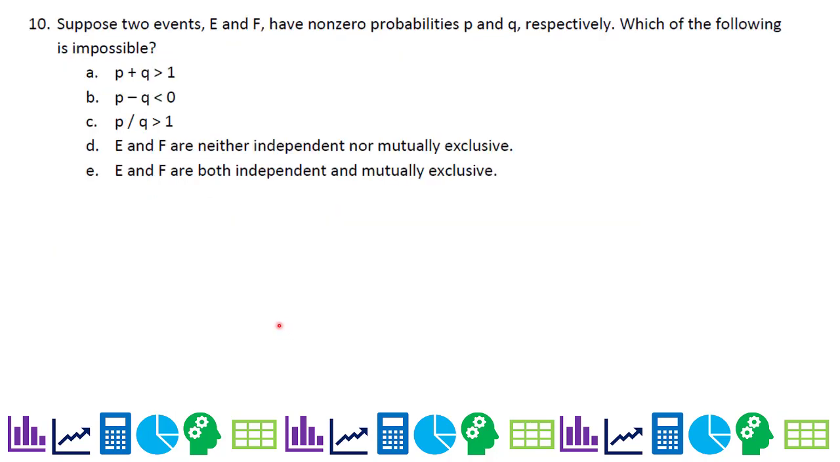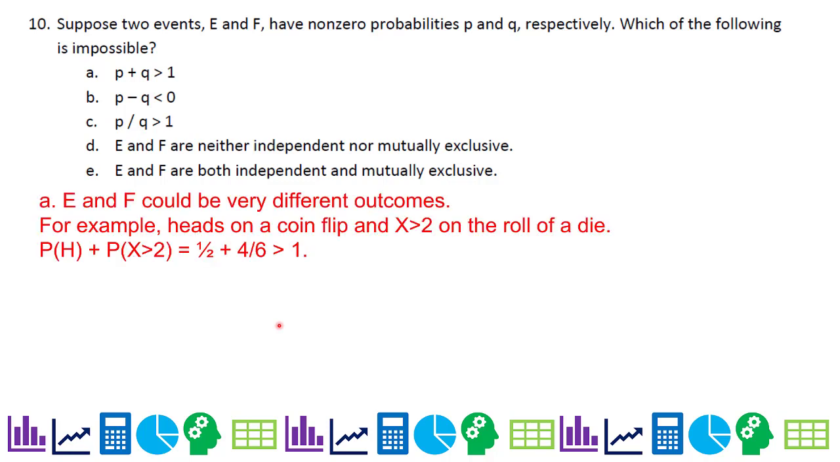Number 10, suppose two events E and F have non-zero probability. So you know they're not zero. And they're P and Q respectively. Which of the following is impossible? So I'm going to go ahead and come up with a scenario where A could happen. So I'm going to try and make sure that is it possible? If I can find that it is possible, then I know that it's not impossible.